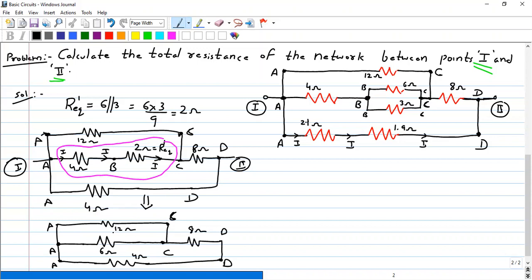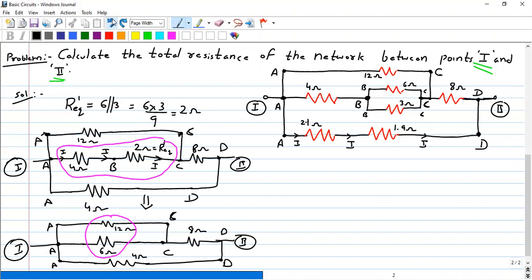Now see carefully. This 12 ohms and 6 ohms combination, if you see properly, will not have the same current. If one carries current I, the other will carry some other current I1. It will not carry the same current. So as they don't have the same current, they are not in series.